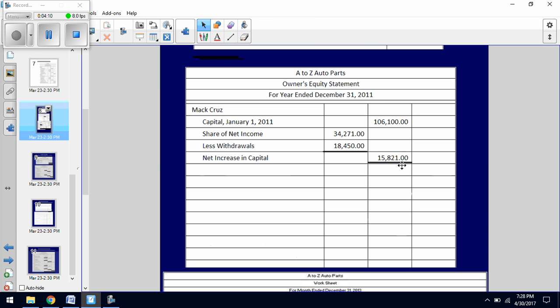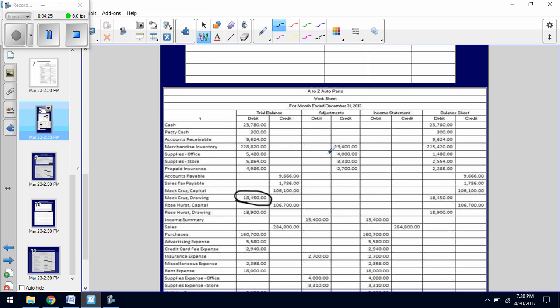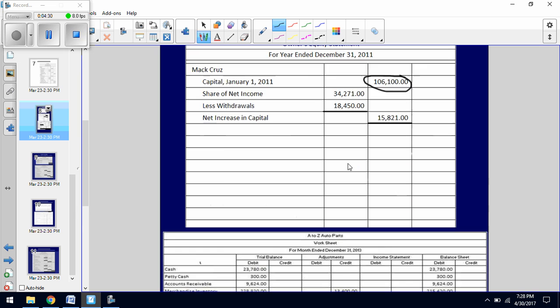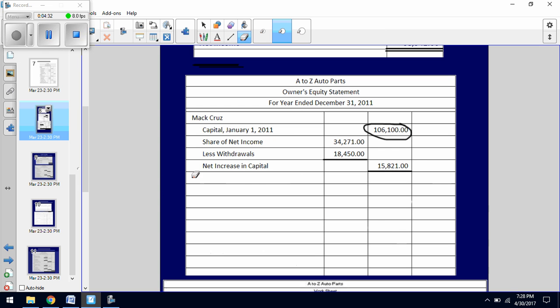Now we're going to figure out where Matt Cruz ended the year. He started with $106,100, and I forgot to go over that, this number right here came from the worksheet as well, right here next to Matt Cruz Capital. Then we put December 31st, and the final number goes in the right column. We're going to follow the exact same process for the other owner, Rose Hurst.